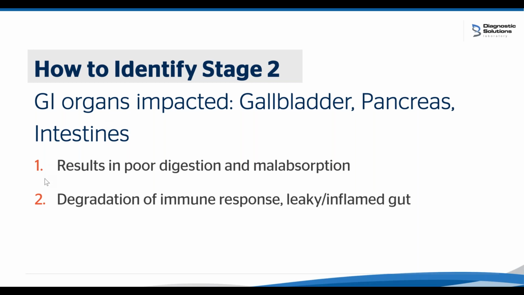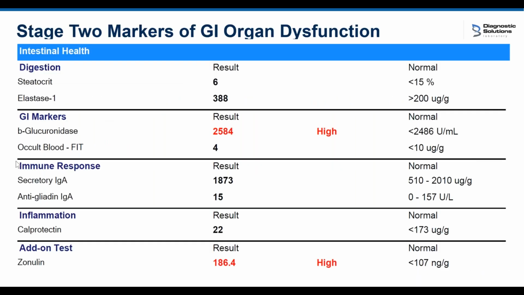And then how do we find these? Pretty easy. It's right here on the test. So steatocrit, out of balance, is a gallbladder problem. Now you know there's organ involvement. Elastase, if it's out of balance, relates to pancreatic enzymes. Now you know that you have an organ involvement. Secretory IgA, out of balance, lets you know right away that the intestinal tract is suffering. Inflammation, like calprotectin, automatically lets you know that there's a problem with the intestinal tract.